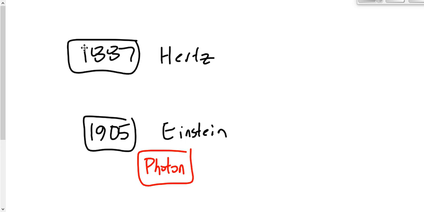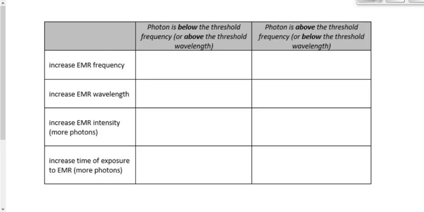And basically the scientific community said, yeah, okay, that works. Okay, if your theory will explain the photoelectric effect, then your theory must be correct. Your photon theory must be correct. And guess what? It did. It did explain the photoelectric effect, and it explained it beautifully.